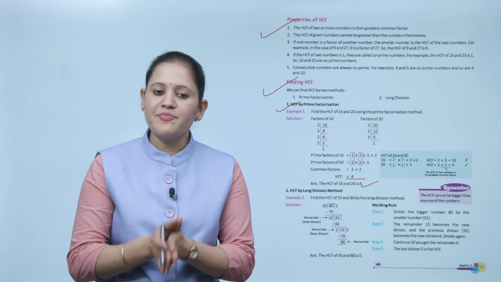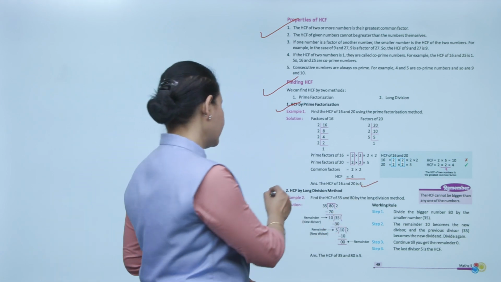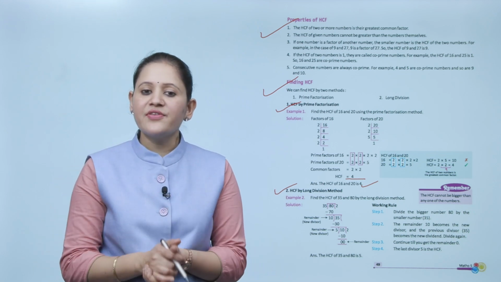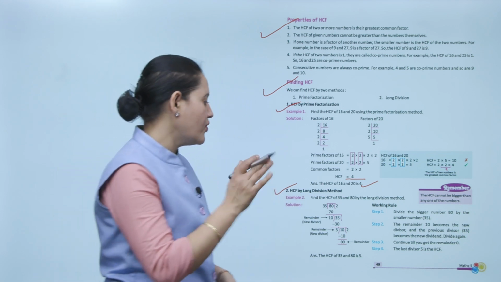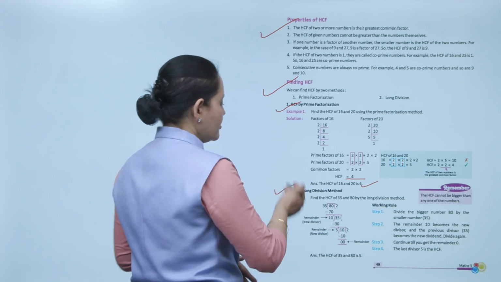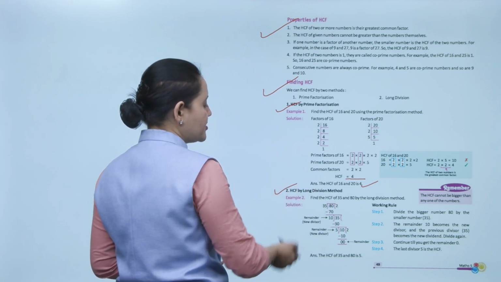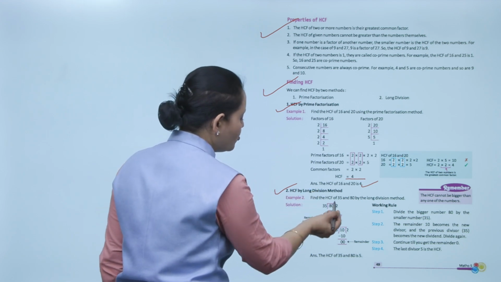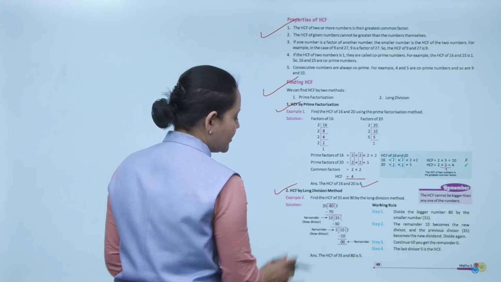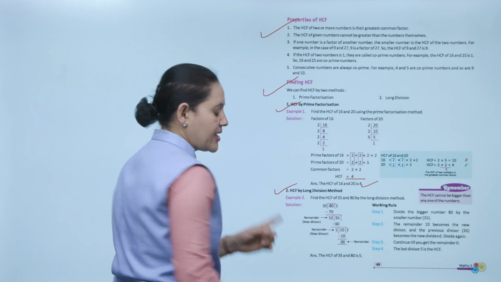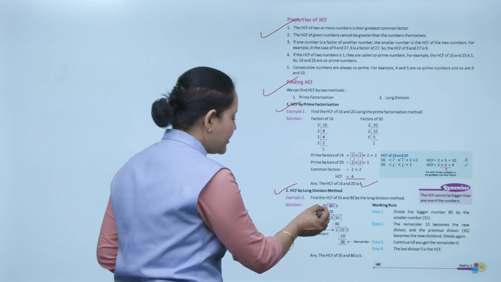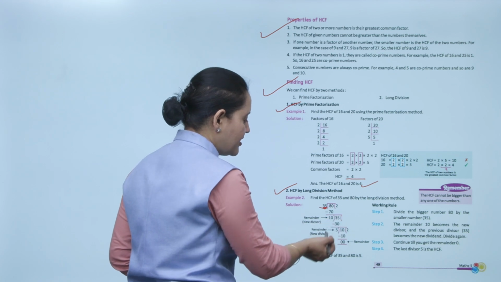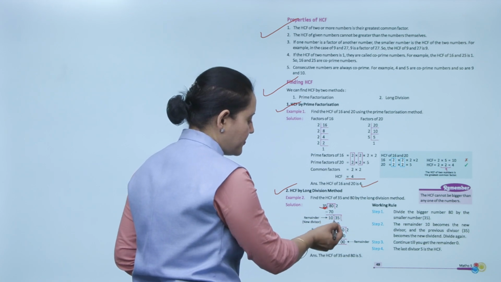Next method is HCF by long division method. Find the HCF of 35 and 80 by long division method. So what we'll do? The greater number will be divided by the smaller number. 80 divided by 35. 2 times is 70, subtract, you'll get 10. Now this 10 will become the divisor and the divisor 35 will become the dividend. Again we divide, 10 3s are 30.